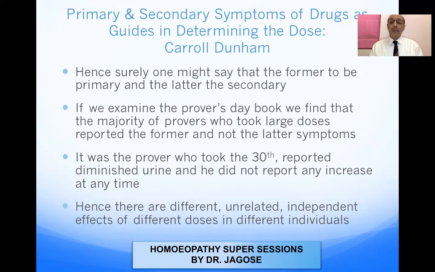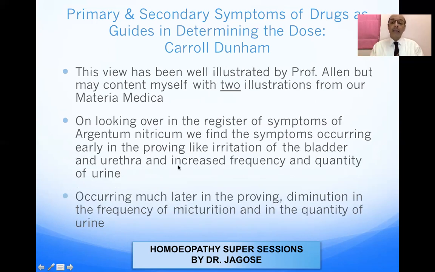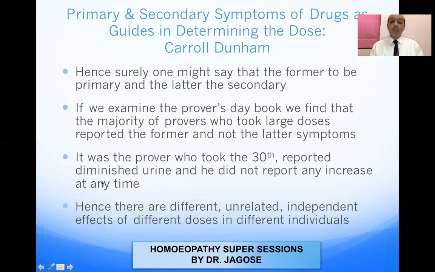If we examine the provers' day books, we find that the majority of provers who took large doses reported the former and not the latter symptoms, that is increased urination, irritation of the bladder, etc. It was the prover who took the 30th who reported diminished urine and did not report any increase at any time. Hence, they are different, unrelated, independent effects of different doses in different individuals. So, as told previously, it depends upon the dose that is given. According to the dose, the symptoms will be exhibited.